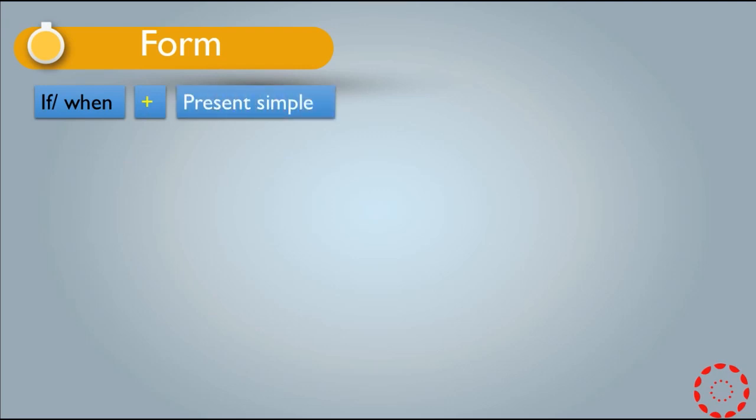First of all, we have the form of open conditional. In open conditional we will use at the beginning if or when. So we have two options, if or when. It is up to the students which one they prefer to use, if or when. After if or when we have present simple, comma, present simple. So in both sentences, after if or after when, the sentence should be present simple, and also after the comma, the sentence should be present simple.